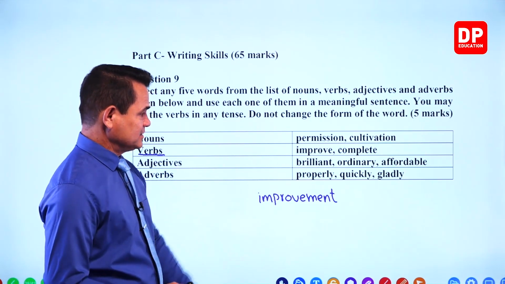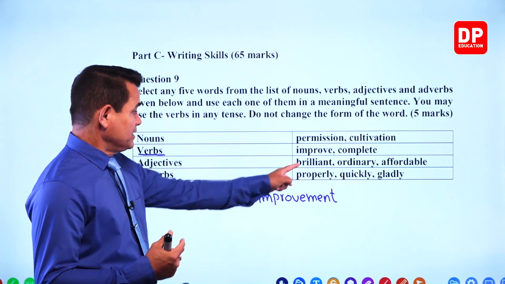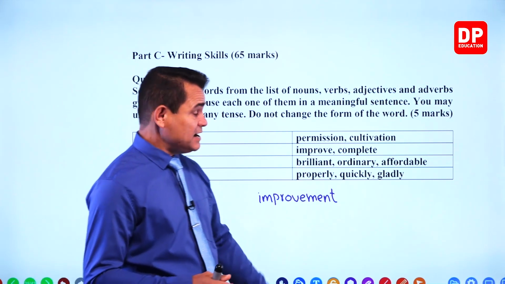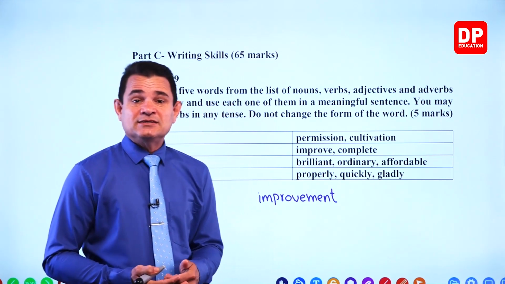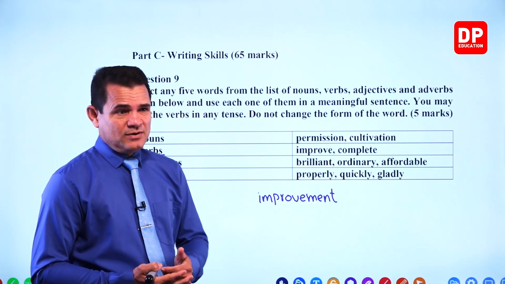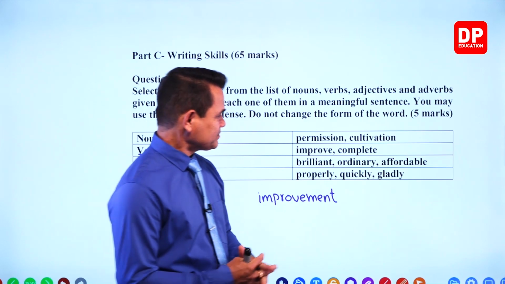Adjectives. Brilliant. You have to use it as an adjective. He is a brilliant student in our class. My friend is a brilliant student in our class. මගේ යාළුවා අපේ පන්තියේ ඉන්න හොඳ brilliant ළමයෙක්.